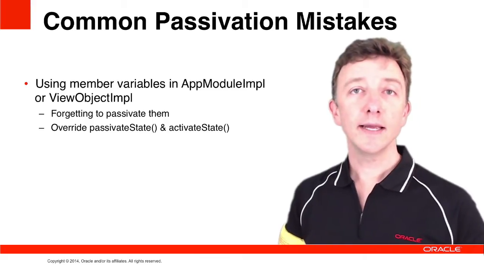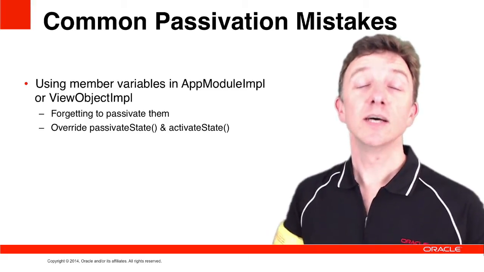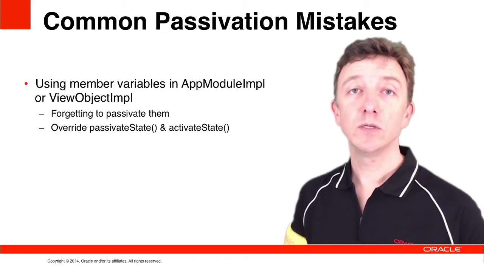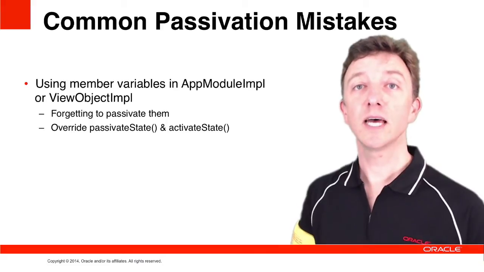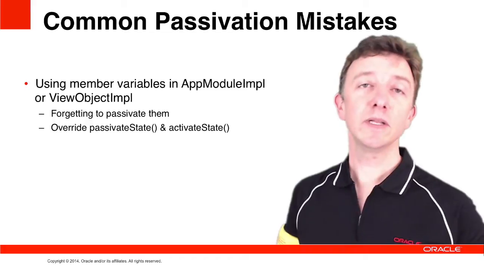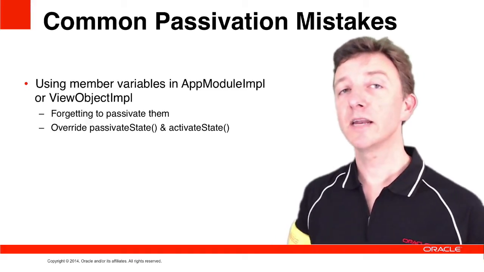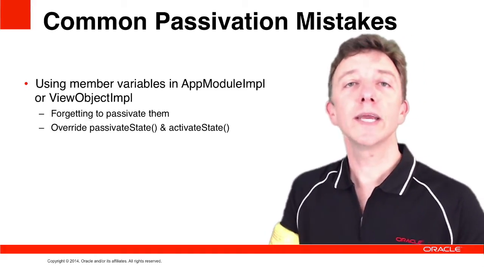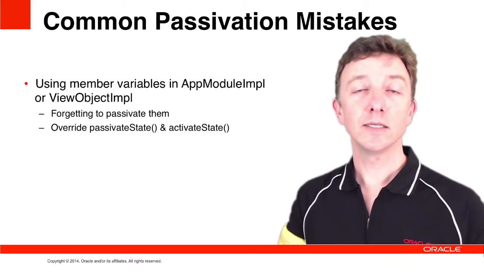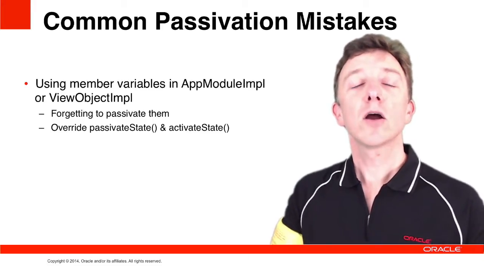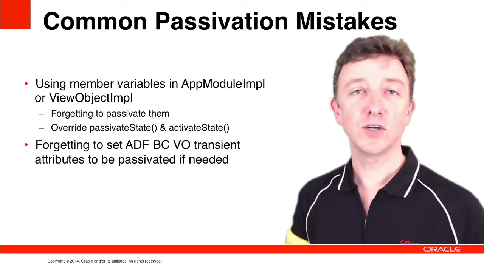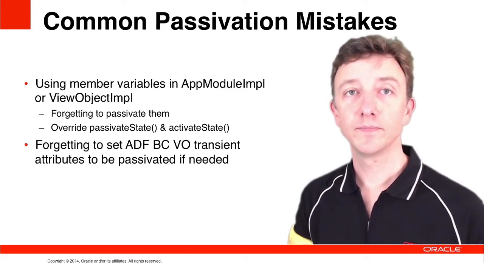Another common mistake is in the view object attributes, that is transient attributes. By default, these transient attributes are marked not to be passivated to save space and time. Now, as you can possibly imagine, this is typically fine for transient attributes that are calculated from other persistent attributes because we can recalculate those values. However, if the transient attribute is one that the user enters themselves, across requests and responses, that value will be lost. So we need to mark that transient attribute as passivated.